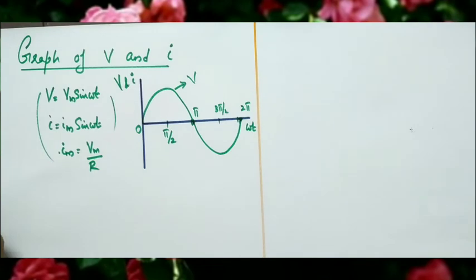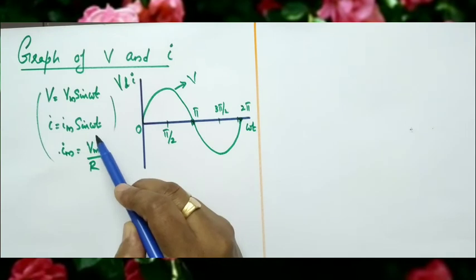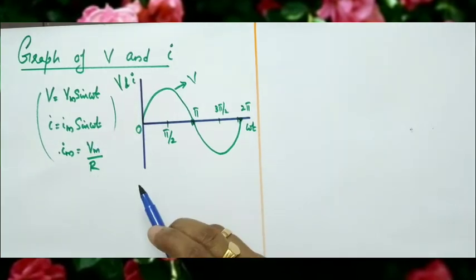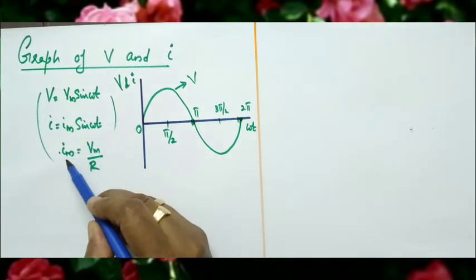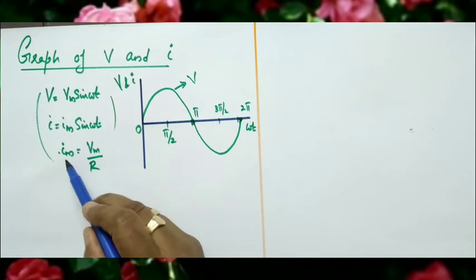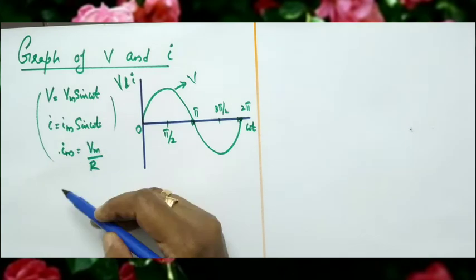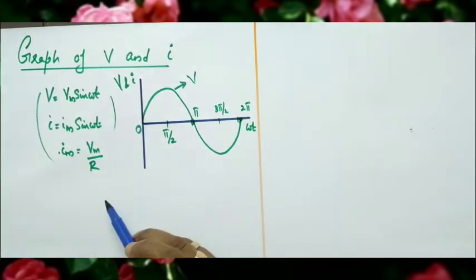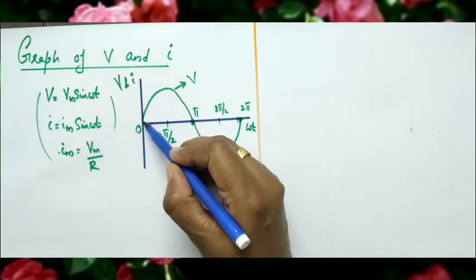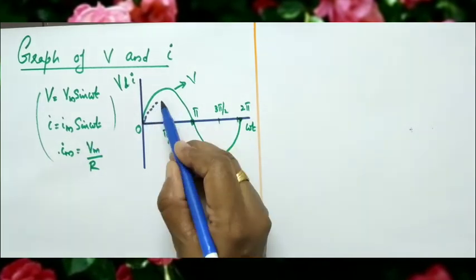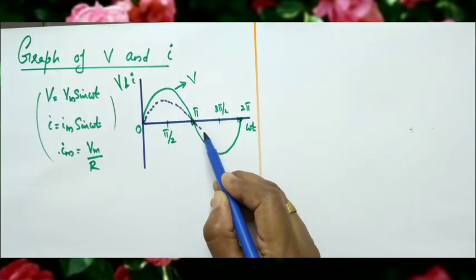Now how will you represent the current? Here voltage and current are in phase because omega t for current is also the same phase. But what about the magnitude of current? Im equal to Vm by R. So the magnitude of current is less than the magnitude of voltage because Im equal to Vm by R, so the amplitude of current is less. But voltage and current are in phase. So how will you represent the graph of current? Here the same phase, therefore it passes through the same points but its magnitude is less than voltage. So this is the graph representing current.